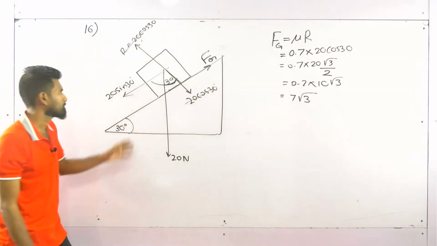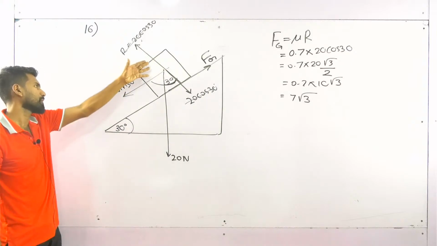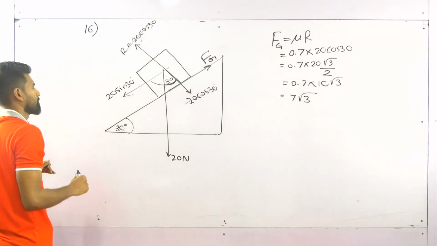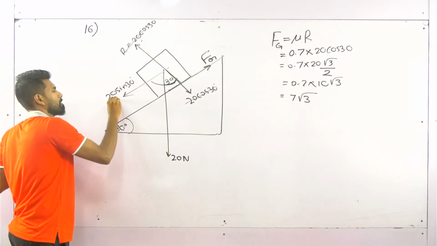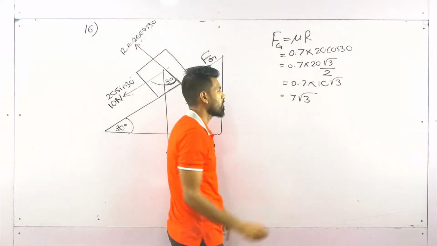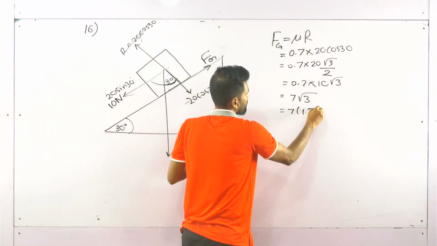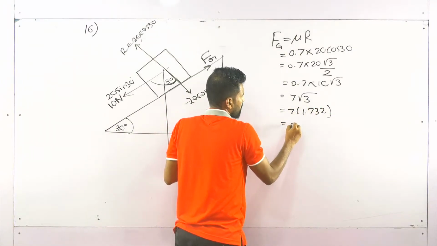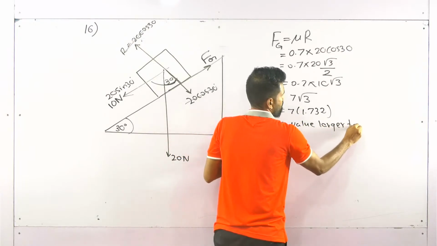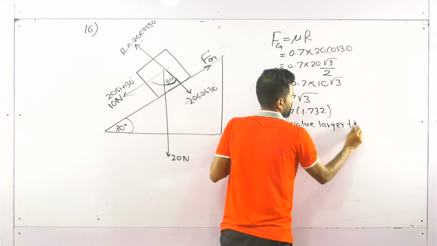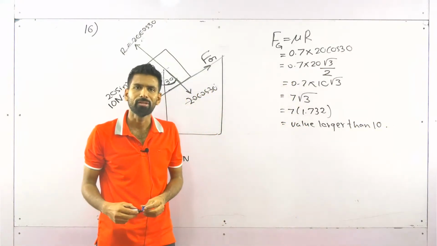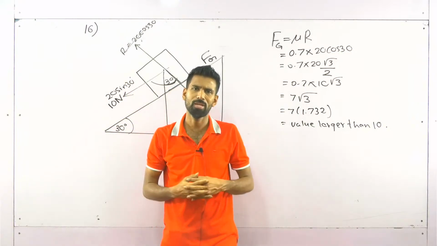Now, this block is asked to come down by a 20 sin 30 force. 20 sin 30 force. It's a 10 Newton force. What is the limiting friction value? Mu R, 7 into 1.732. It's a value larger than 10. So what's happening here?